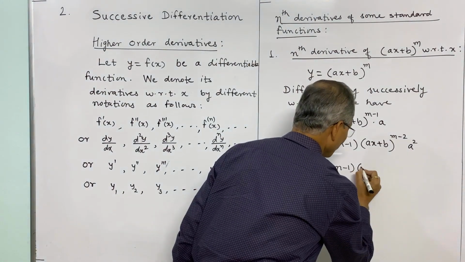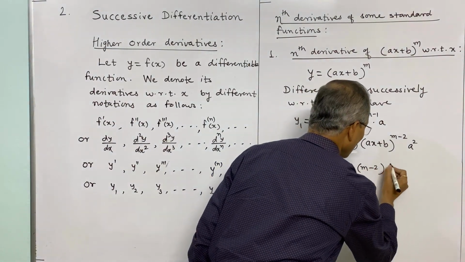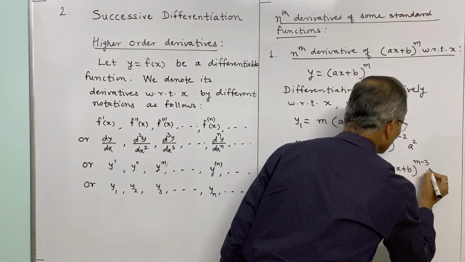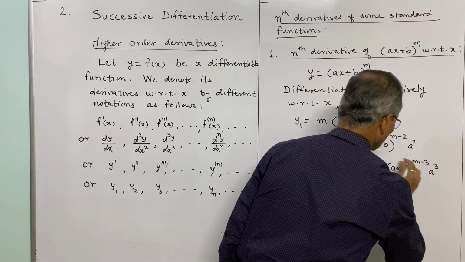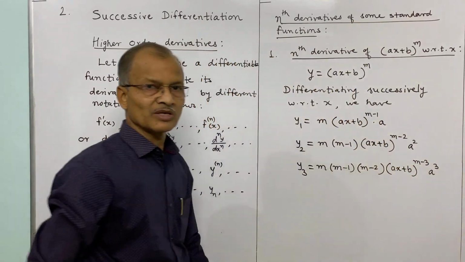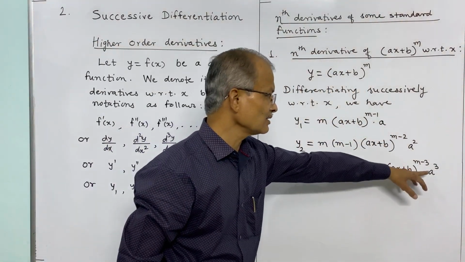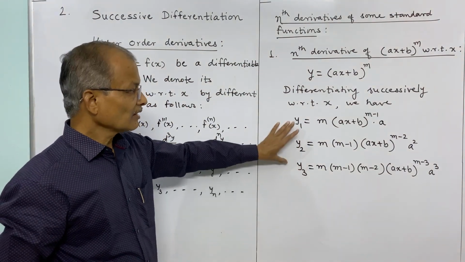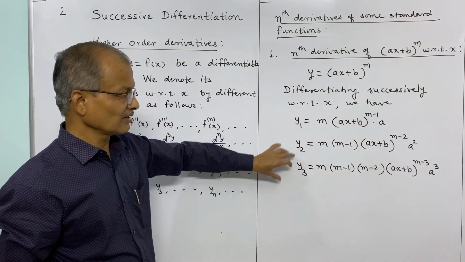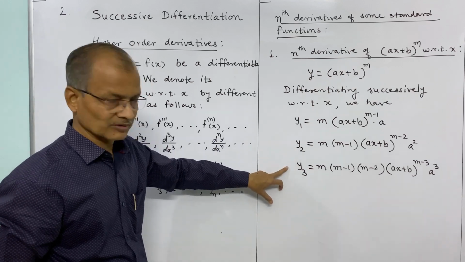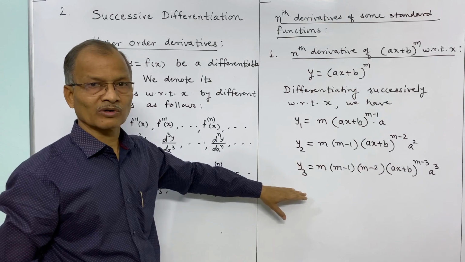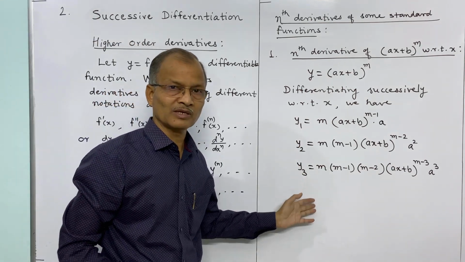So that will be m minus 2 into ax plus b to the power m minus 3 into a cube. The derivative of ax plus b is a, into a square is a cube. So we have obtained y3, and so on. Now there is a similarity of terms, and by observing these terms we can write what will be the next derivative and what will be the nth derivative.